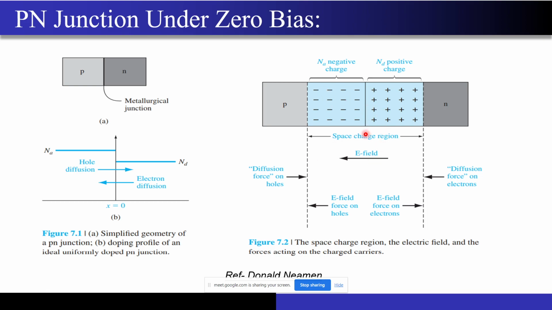Now if you look at the direction of the electric field, you have a lot of positive charges on the right side, immobile positive charges to be clear, and a lot of negative charges on the left side. So as per class 12 physics, you know the electric field direction is from positive to negative, from right to left.